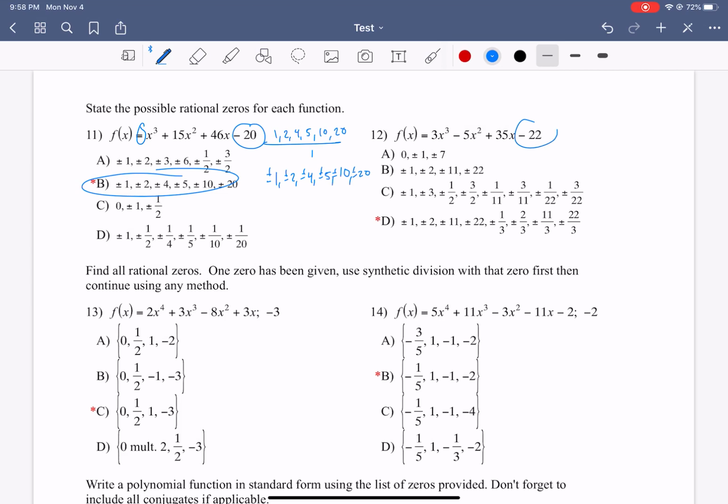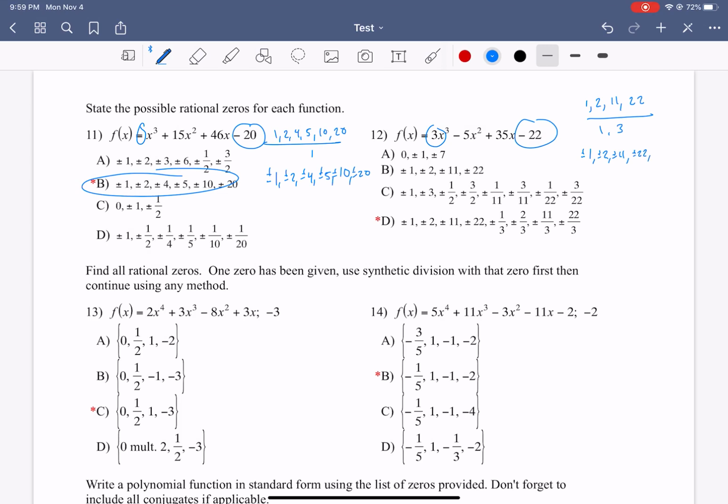12 is a little bit harder. We have an actual value for the first term here. So we have to do all the factors of 22. So we get 1, 2, 11, and 22, divided by all the factors of 3, which is just 1 and 3. So we do 1 divided by 1, which is 1, but we can make that plus or minus. 2 divided by 1, which is 2. 11 divided by 1, which is 11. 22 divided by 1, which is 22.